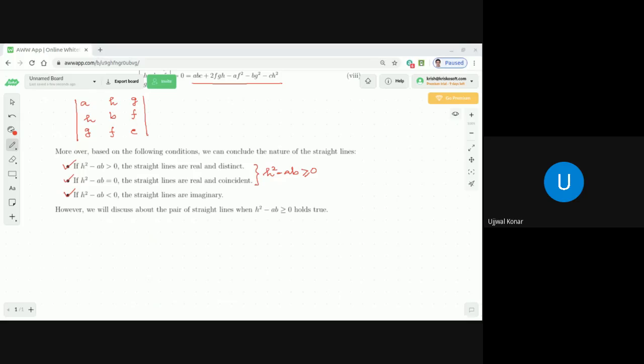And here we can write like this, following are the equations of the lines represented by that ax square plus 2hxy plus by square plus 2gx plus 2fy plus c equal to 0. Let me show you this particular thing.